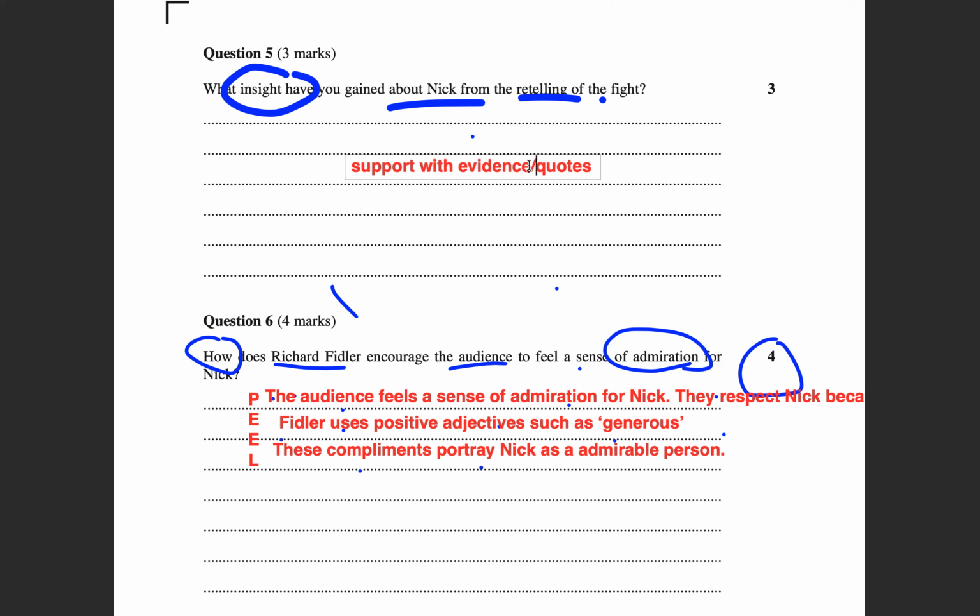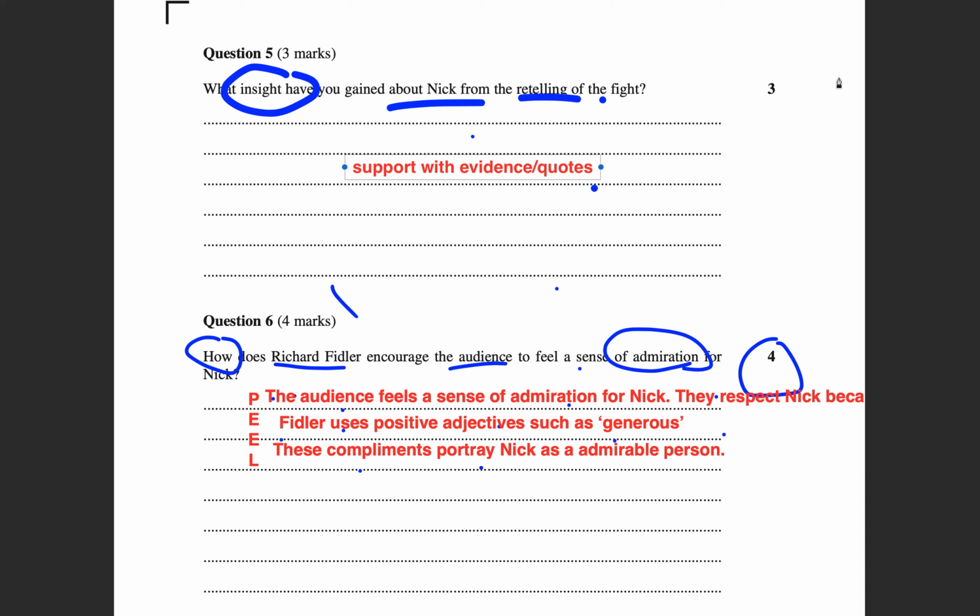If you can't exactly remember the quotes, you can paraphrase and say, I learned this when Nick was talking about or told us about what he did. Okay? Or I learned this when Nick punched a guy. So that's paraphrasing, which means you're not directly quoting because you can't remember the exact words he said, but you do remember that he did punch a guy. So that's still part of your evidence. As long as you have evidence, you'll be fine.